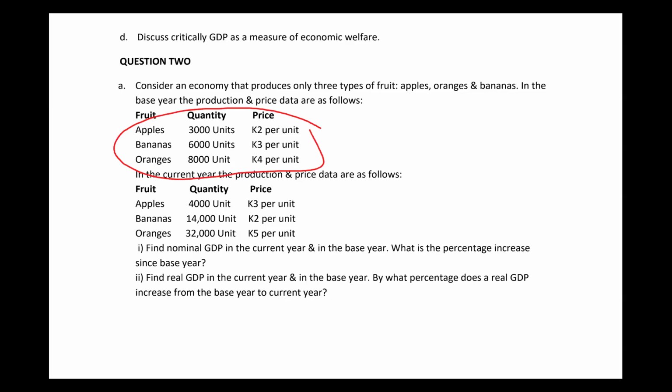Given the quantities as well as the prices of the same commodities in the current year, say, for example, 2025, this is the level of production, the units that have been produced as well as the prices for those units. Question: can you calculate the nominal GDP in current year, calculate the nominal GDP in base year, and then tell us the percentage increase since base year in the same GDP?